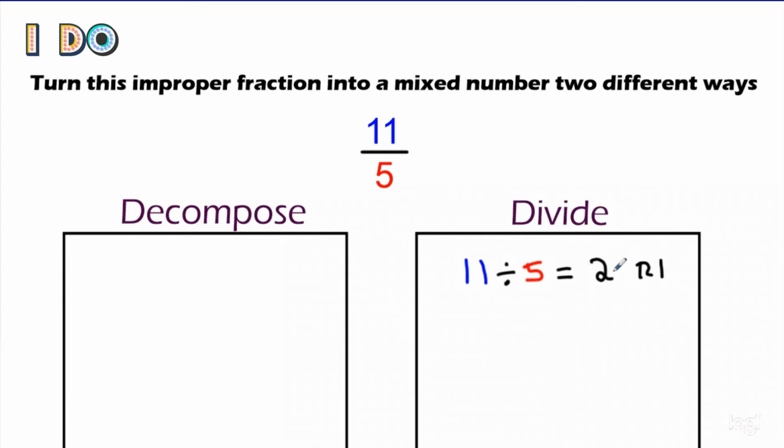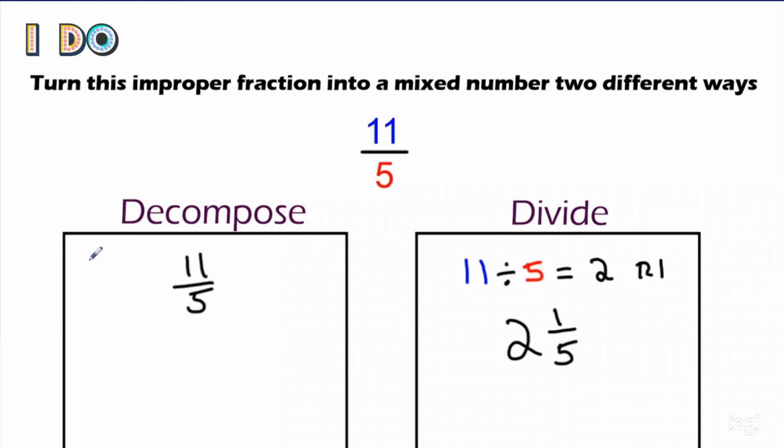All right. So your quotient becomes your whole number. Your remainder is going to become your numerator. And your denominator stays the same. So 11/5, my denominator is still going to be a 5. So 11/5 is actually the same thing as saying 2 and 1/5.